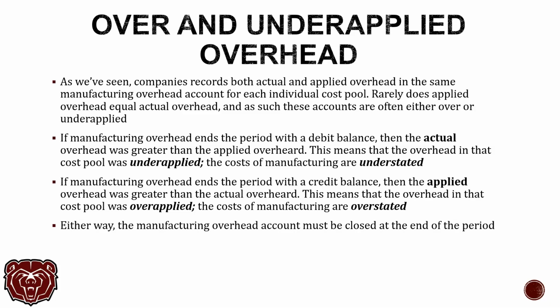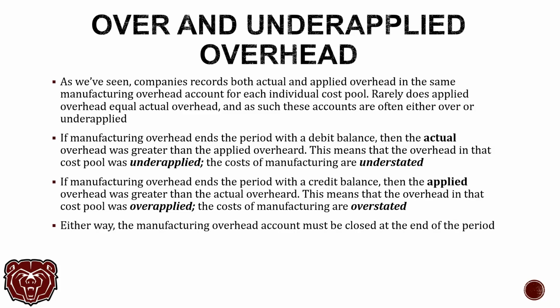Okay, if you have the opposite problem, if your manufacturing overhead ends up with a credit balance, then the applied overhead was greater than the actual overhead. What this means is that the overhead in the cost pool was overapplied. So now you're going to be overstating those costs of manufacturing inside of your work in process account. So that's what those two things mean.